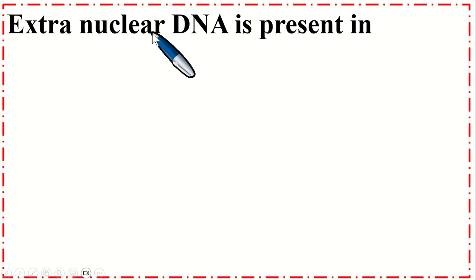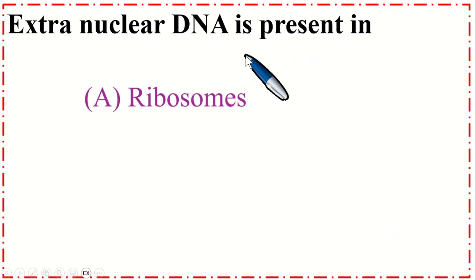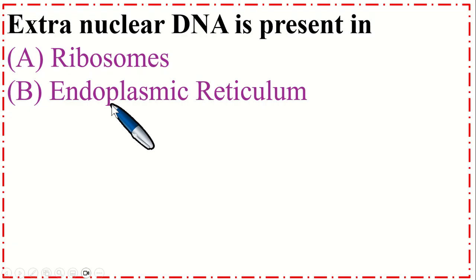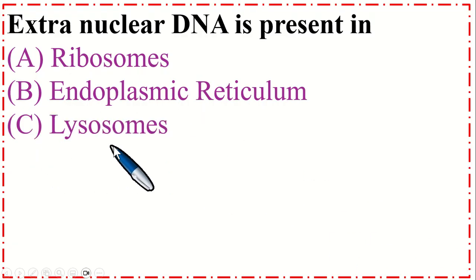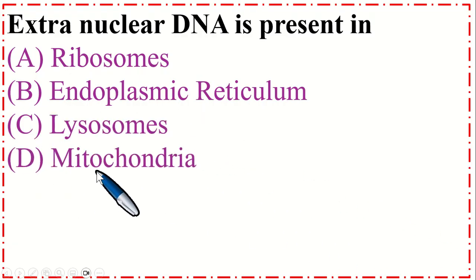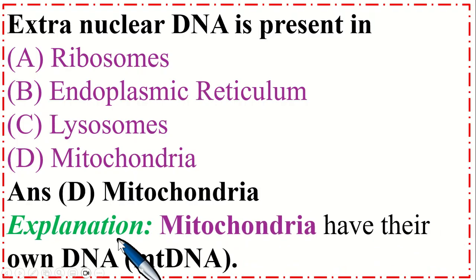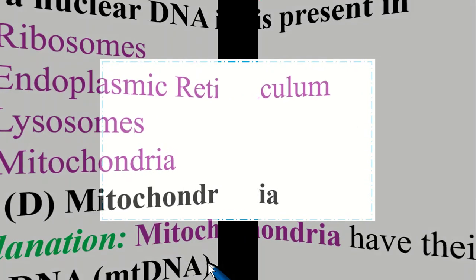Extranuclear DNA is present in option A ribosomes, B endoplasmic reticulum, C lysosome, and option D mitochondria. So the correct option is D, mitochondria. Mitochondria have their own DNA, called mitochondrial DNA.